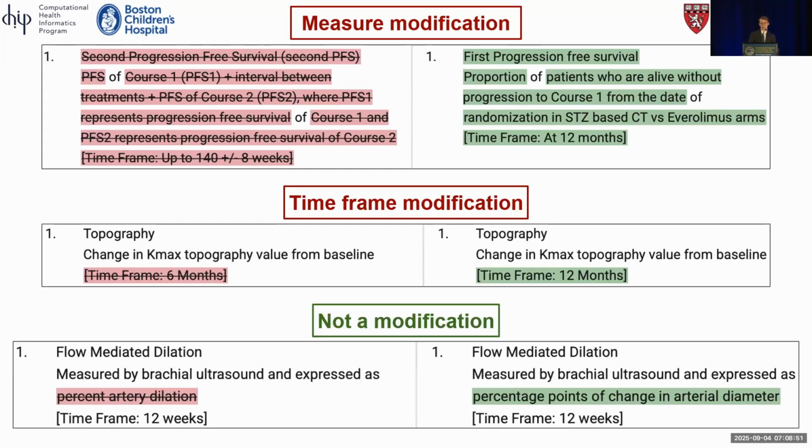But it's important to remember that not all changes that are made necessarily constitute a modification. So in this example, changing percent artery dilation to percentage points of change in arterial diameter is not something that we considered a meaningful change. So this is not something that our model would flag as a modification.